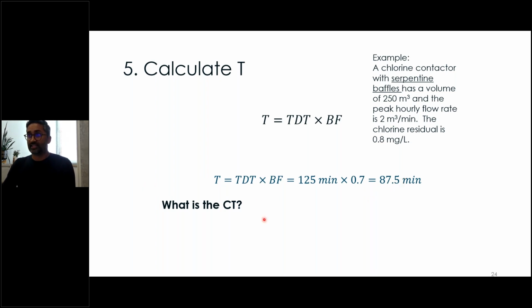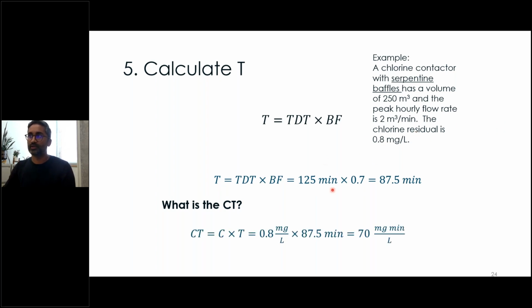Okay. To get CT, now we know that our chlorine residual is 0.8 milligrams per liter. We can then multiply that by our T value, which is 87.5 minutes. By multiplying those two, we get our value of CT in milligram minutes per liter. Again, always make sure that you're checking the units. You might need to do a unit conversion. But in this case, our CT value that we calculate for this system is 70 milligram minutes per liter. Okay, so we calculated CT.